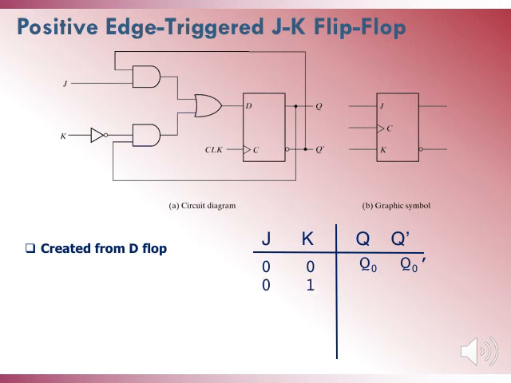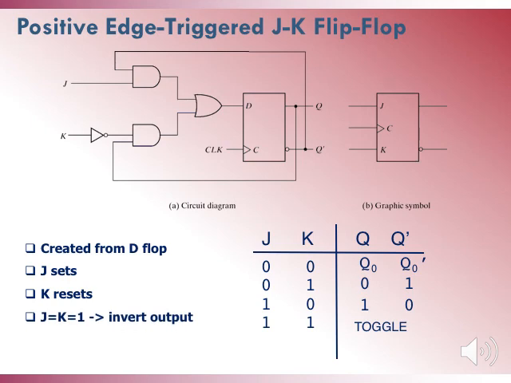When J equals 0, K equals 1, the output becomes Q equals 0 and Q bar equals 1, that is the reset condition. Next, when input J is equal to 1 and K equals 0, the output Q becomes 1 and Q bar becomes 0, which is the set condition. And when both J and K are equal to 1, the output toggles. So Q becomes equal to Q0 bar. In summary, we can say that J input sets the flip-flop, the K input resets the flip-flop, and both J and K input equal to 1 toggles the output.